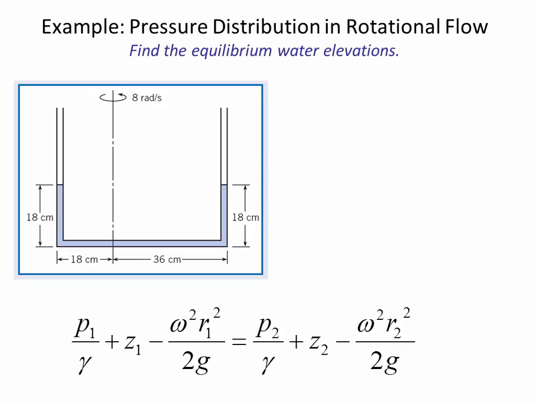All right, we cancel out the P1 term, cancel out the P2 term. I'm going to rearrange this equation to be, this was Z1. So it's going to be Z1 minus Z2 is equal to omega squared R1 squared divided by 2G minus omega squared R2 squared divided by 2G.